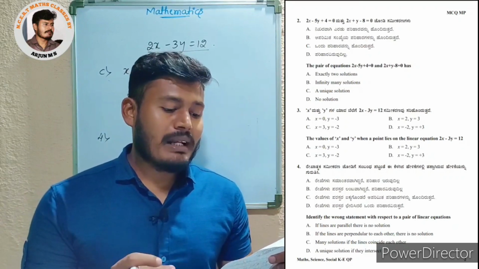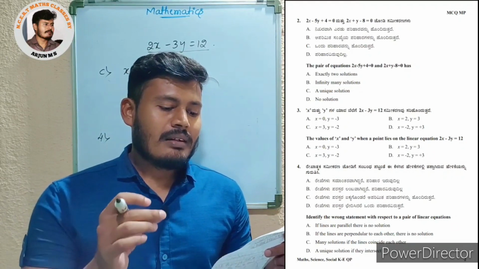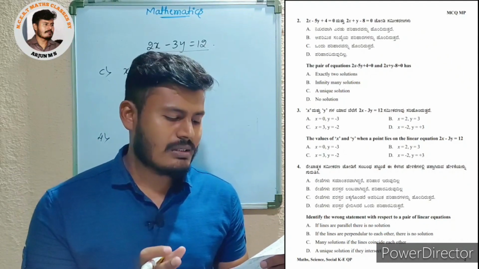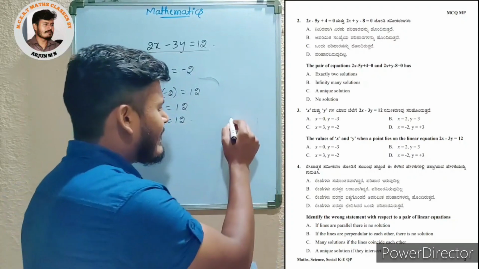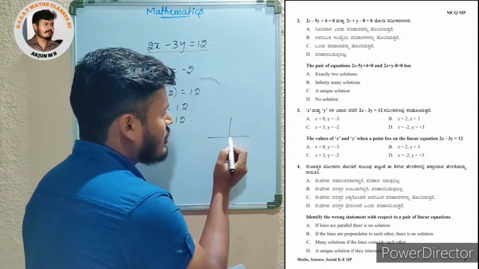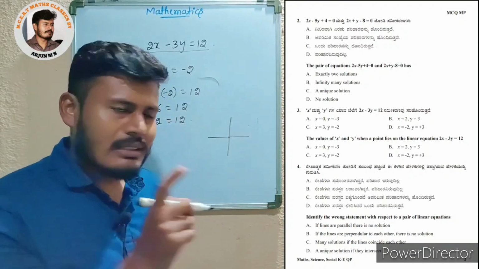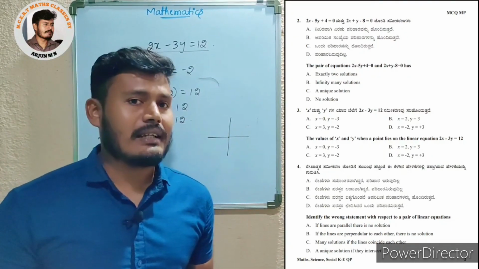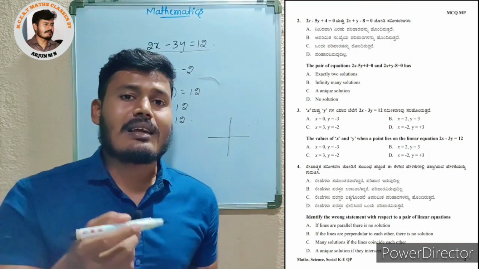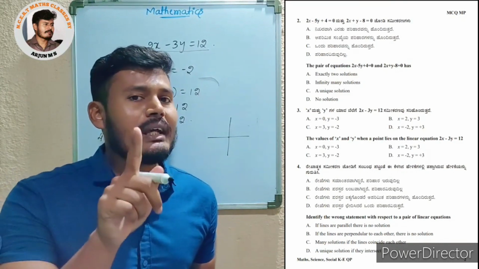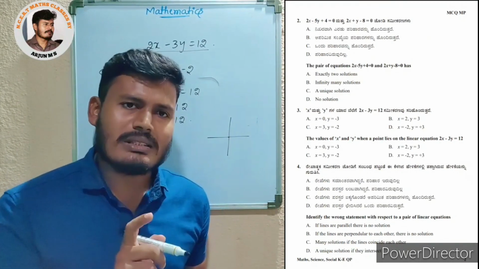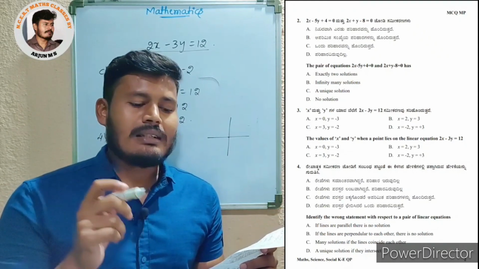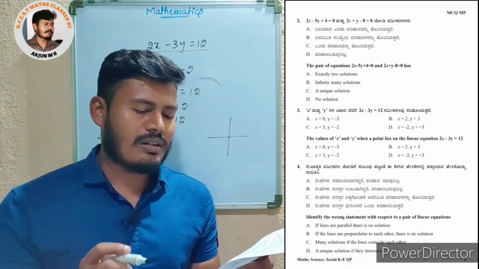If the lines are perpendicular to each other, there is no solution. So that is a false statement, because you can consider any perpendicular lines, those two lines intersect at one point. So in that figure, it is called intersecting lines. So intersecting lines always have a unique solution. So it has only one solution, but they mention here, if the lines are perpendicular to each other, there is no solution. So that is the wrong statement.